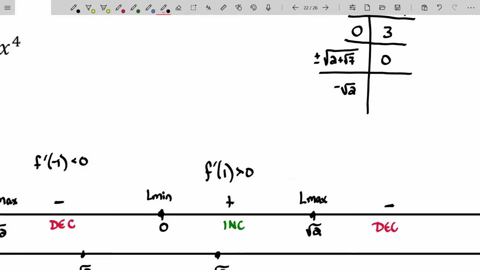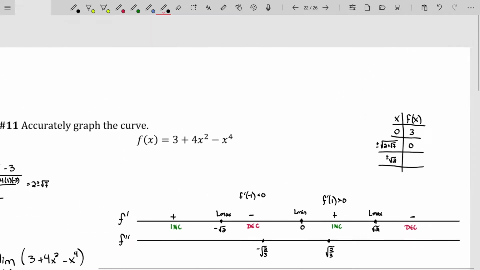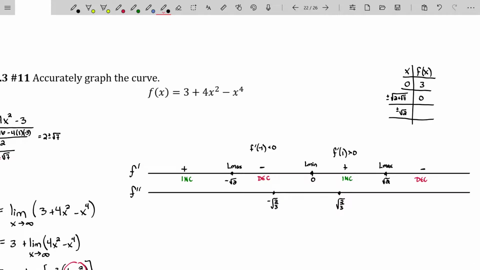And since we have those x values, I'll go ahead and plot them over here. Negative root 2. Actually, technically, plus or minus root 2 leads to the same value. If you were to plug in a negative root 2 or a positive root 2 into your function, you'd get 8 plus 3 is 11, minus 4, which is 7. And we also have 0, which we said was 3, so we have that already plotted. That's going to be a local min. I'll just mention that here. And these both are local maxes.